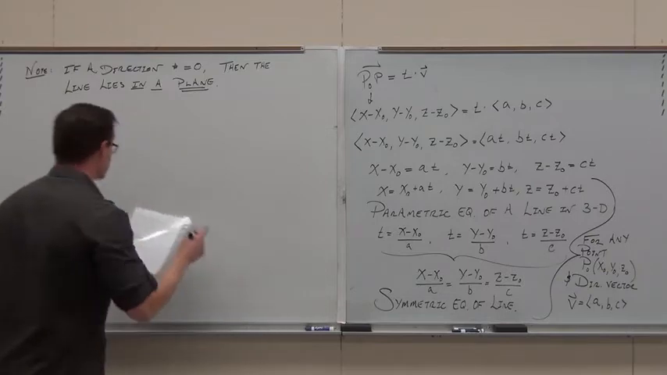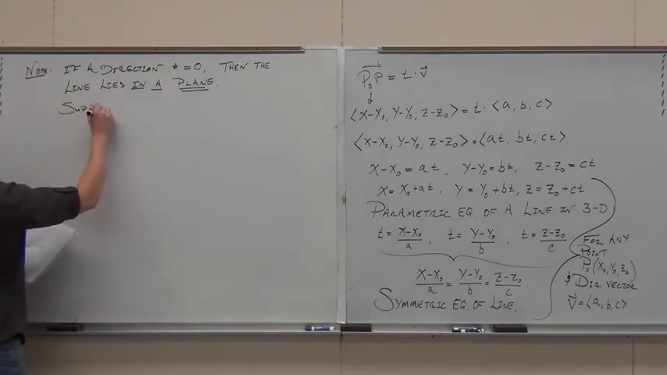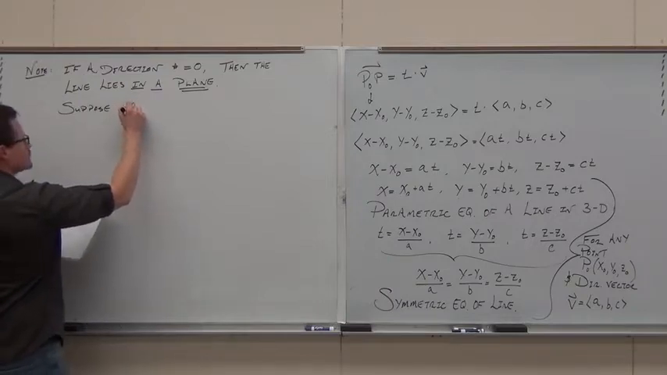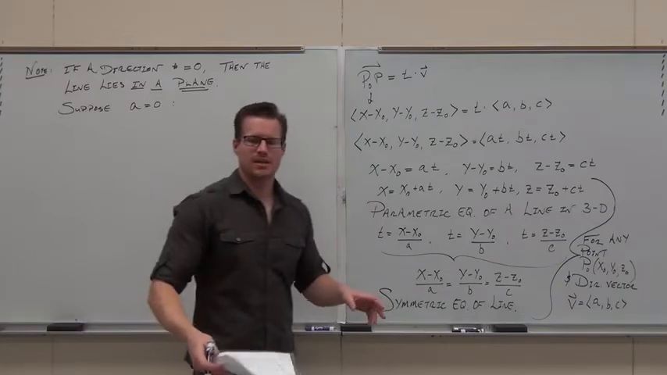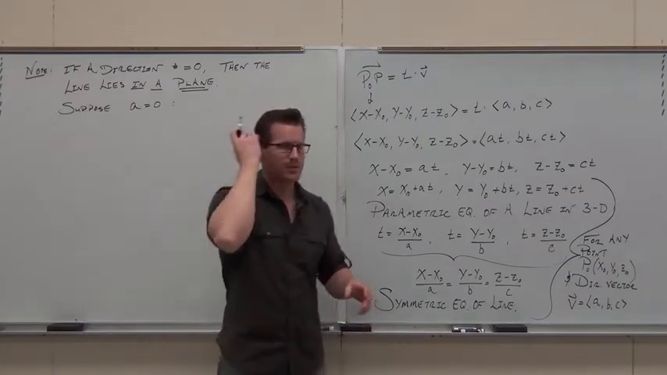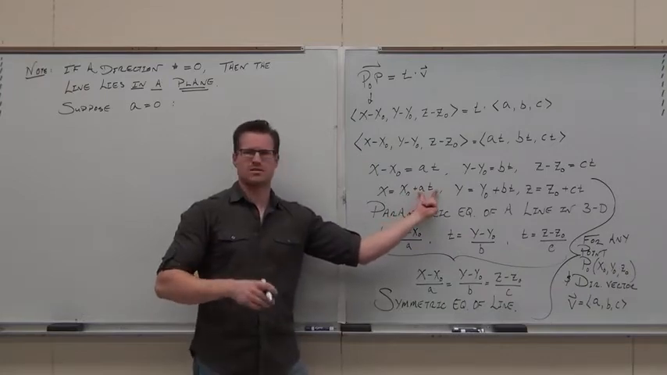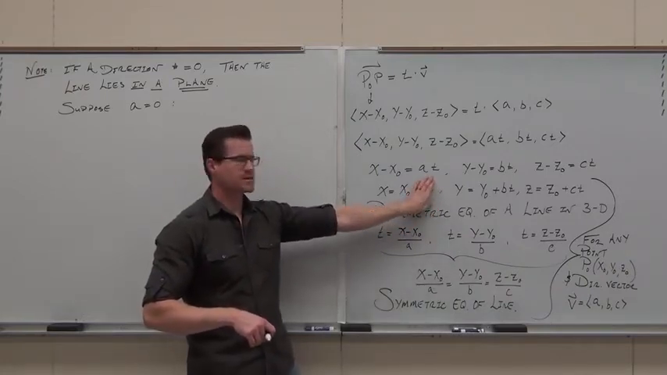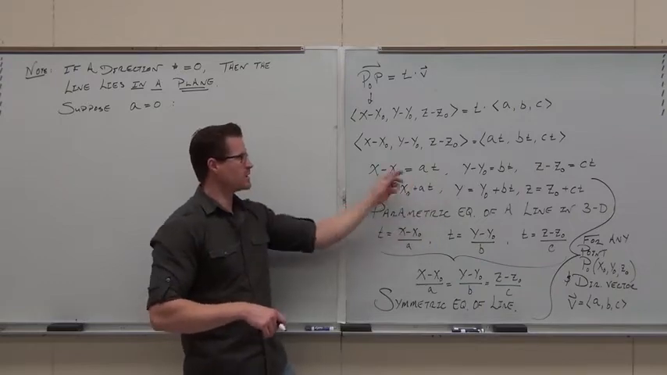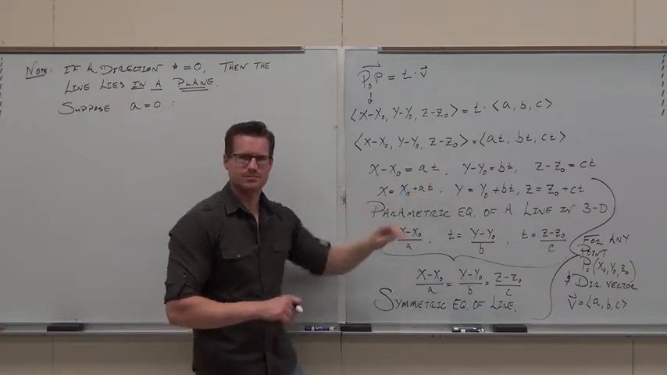Specifically, let's just say that A is 0, okay? So 0 means this piece is 0. 0 times a number, I don't care what it is, is 0. So what that means is that x would equal x sub 0. You can do it here, but this is easier. x would equal x sub 0. Does that make sense to you?